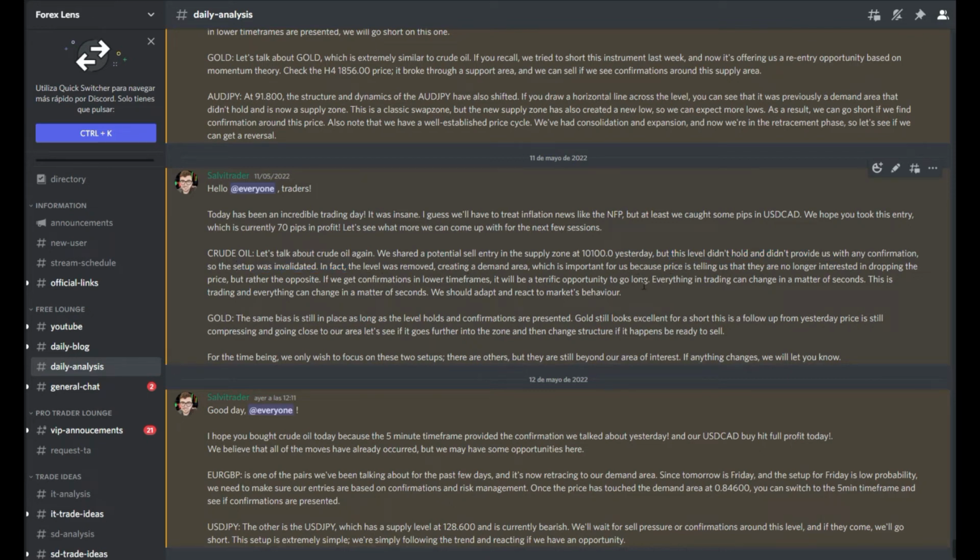And then we explained that around here, creating a demand area, which is important for us because price is telling us that they are no longer interested in dropping the price, but rather the opposite. If we get confirmations in lower time frames, it will be a terrific opportunity to go long. So that was basically the idea of this trade.